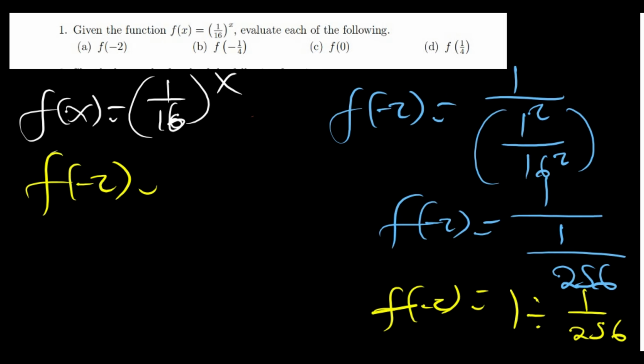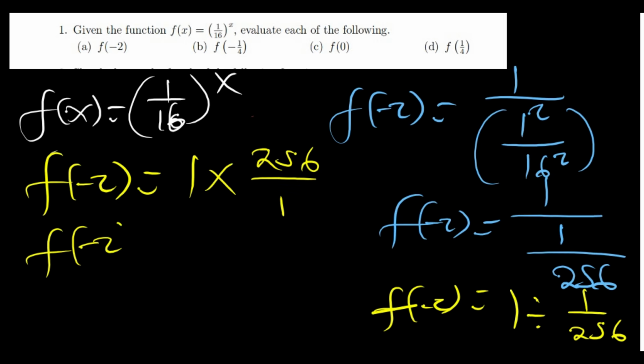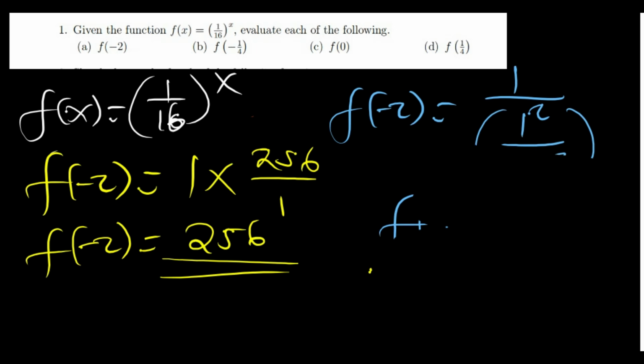So f of negative 2 is going to be 1 times 256 divided by 1. So my f of negative 2 in that case is 1 times 256 divided by 1, which is 256. So this is my answer. I'm done with part A. The answer is 256. Let's now go to part B.